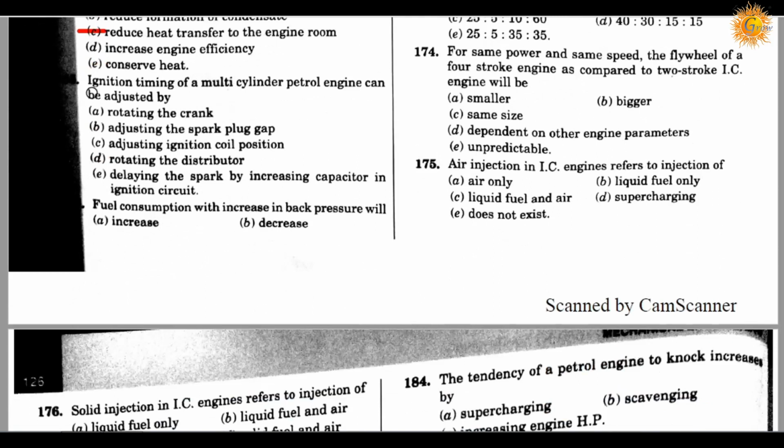Question number 165. Ignition timing of multi-cylinder petrol engine can be adjusted by: option A rotating the crank, option B adjusting the spark plug gap, option C adjusting ignition coil position, option D rotating the distributor, option E delaying the spark by increasing capacitor in ignition circuit. So the correct answer is D, rotating the distributor.